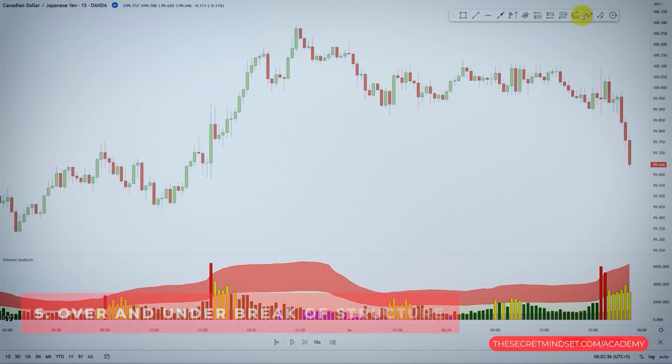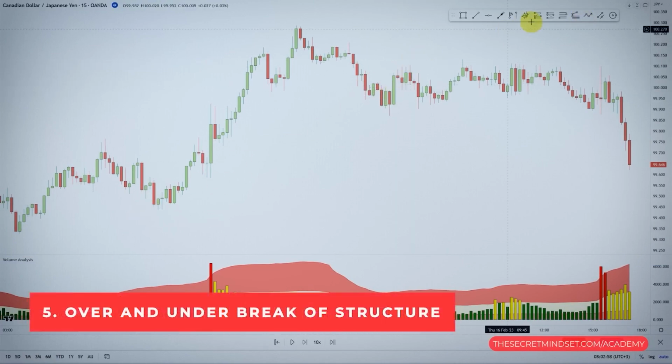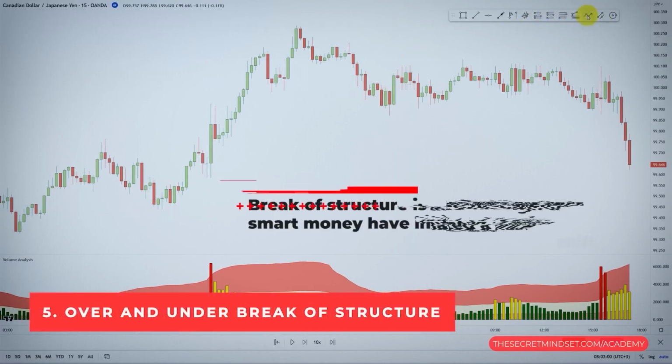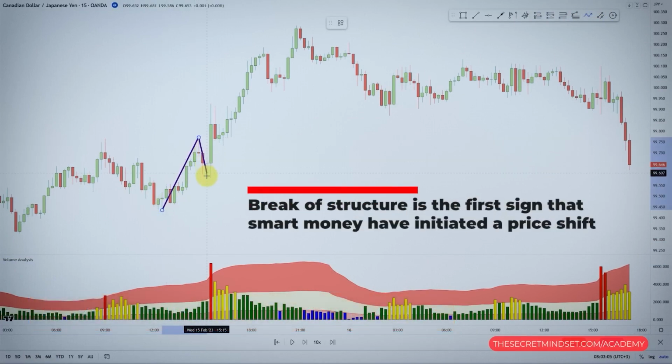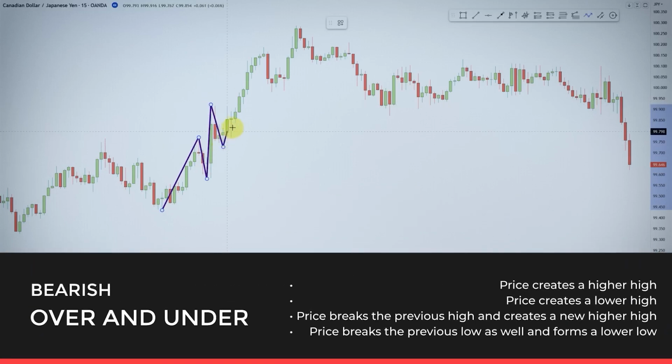The over and under break-of-structure is another way to align yourself with the big players. The break-of-structure is the first sign that smart money have initiated a price shift. In a bearish over and under pattern, after a previous uptrend, price creates a higher high, then creates a lower high, then breaks the previous high and creates a new higher high. Then price breaks the previous low as well and forms a lower low.